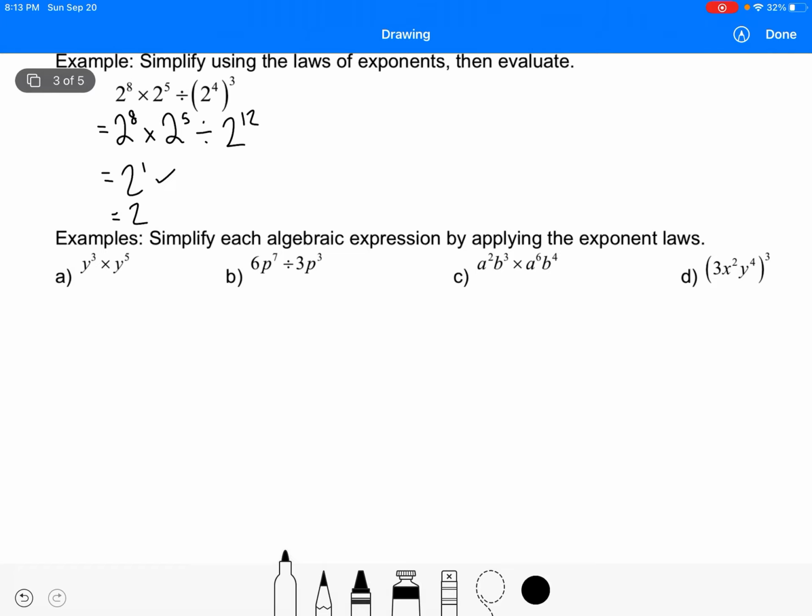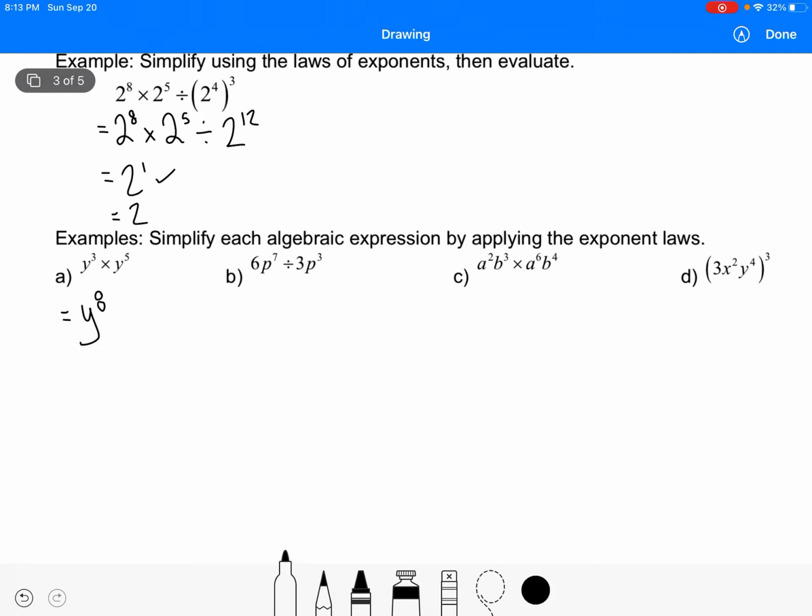Okay, so the next example says, simplify each algebraic expression applying the exponent laws. So we're just making these go down to 1 exponent. Okay, we want to have some coefficient and 1 exponent. So here, we're going to have y, and then 3 plus 5, so y to the 8.